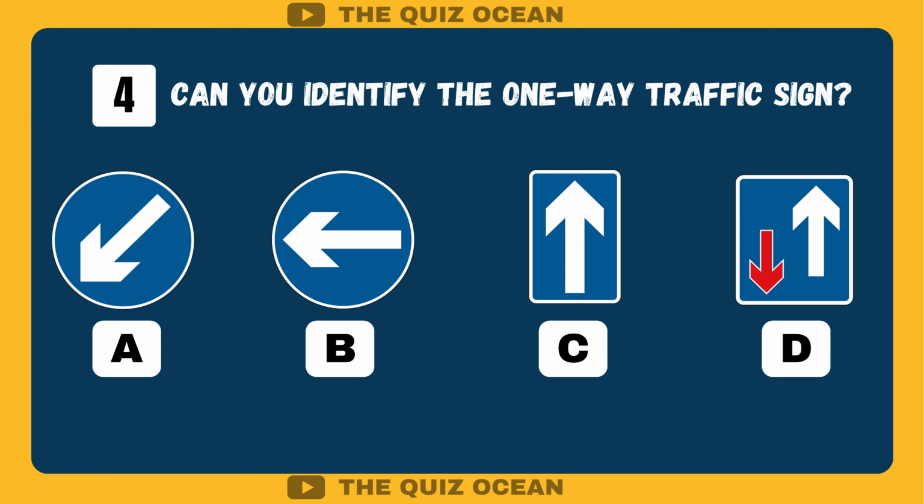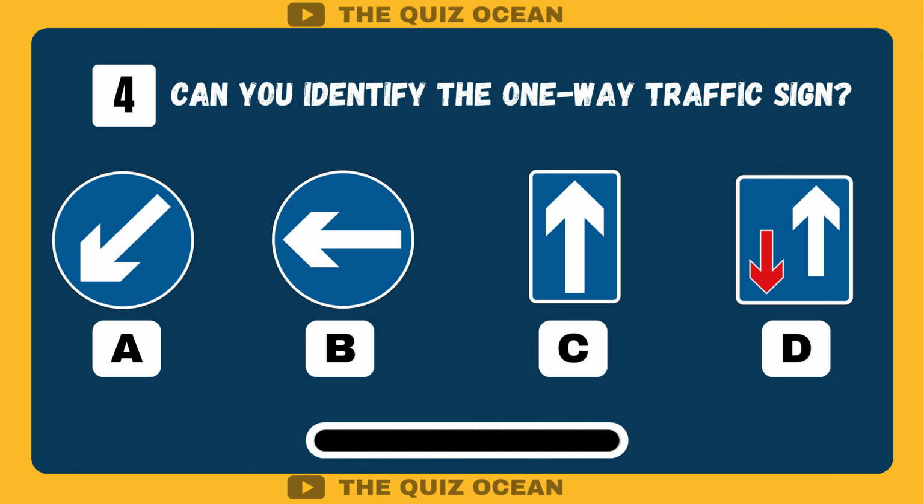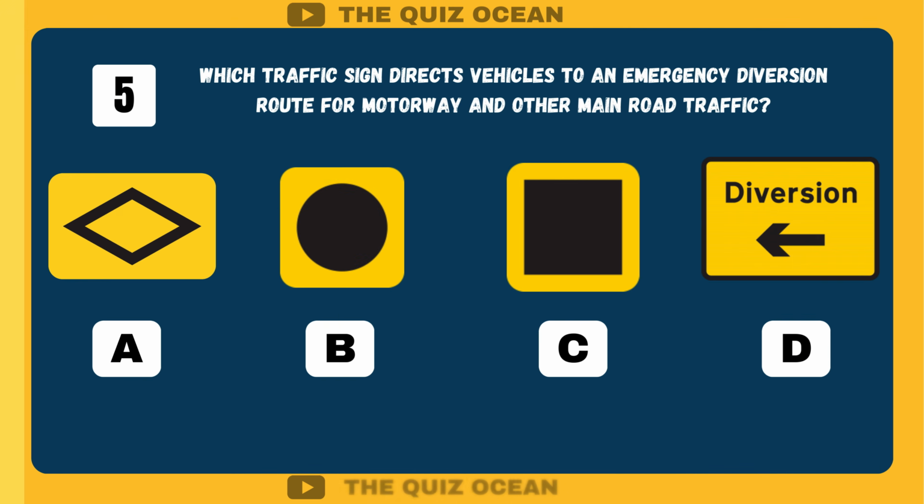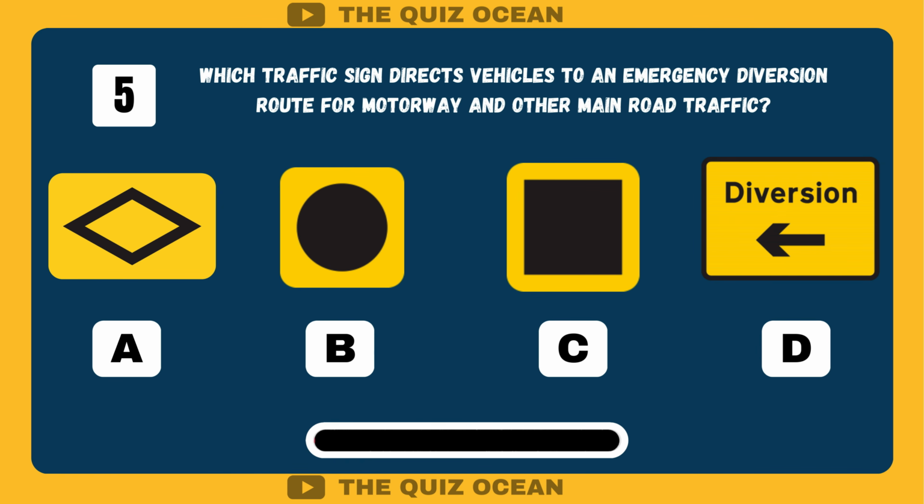Question 4. Can you identify the one-way traffic sign? The answer is C. Question 5. Which traffic sign directs vehicles to an emergency diversion route for motorway and other main road traffic?